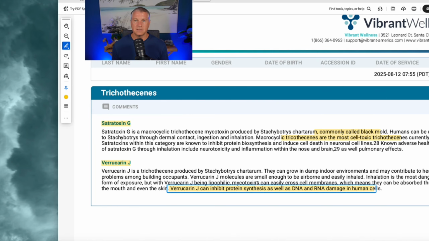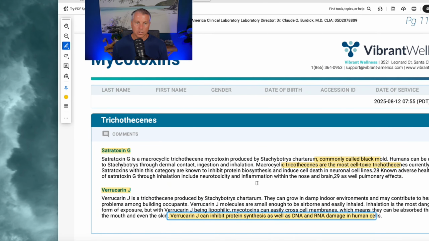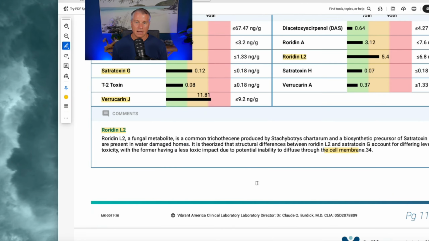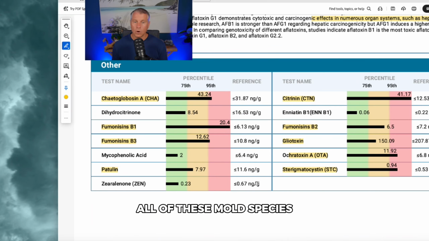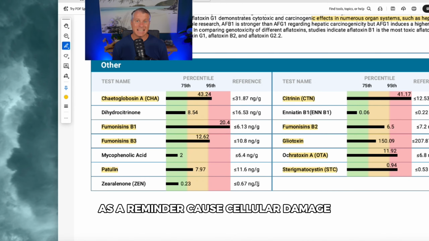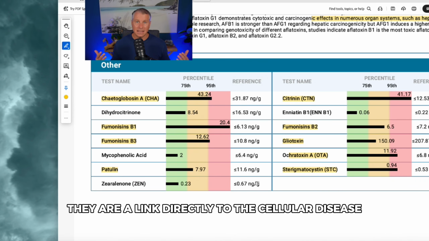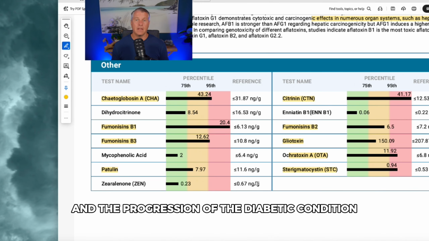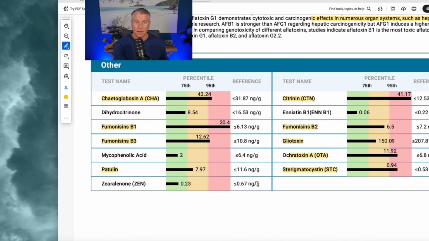So look at this scenario here. We just looked at multiple types of mold species, right? If we go back to the top up here, all of these mold species, as a reminder, cause cellular damage. So number one, they are a link directly to the cellular disease and the progression of the diabetic condition. But number two, they also impact other areas of the body, like the brain, like the heart, like the kidneys, the liver, your nerves, many areas that some of you are experiencing symptomatically, and you're just being given pharmaceutical drugs, even though these things have not been addressed.